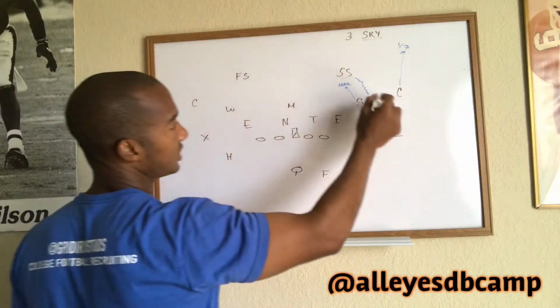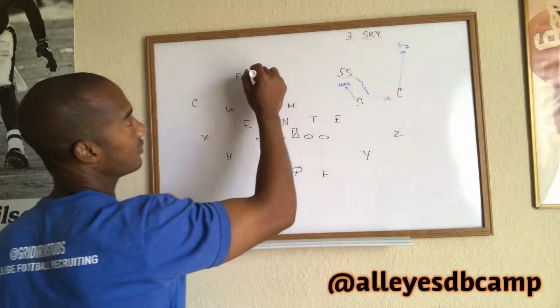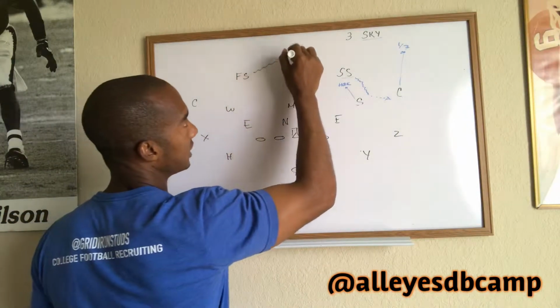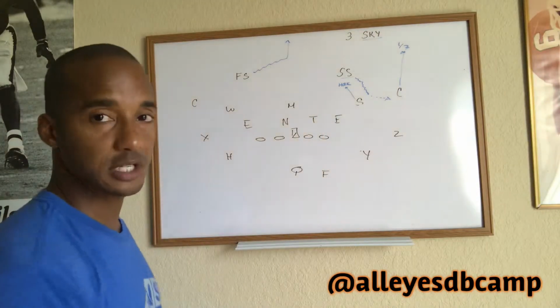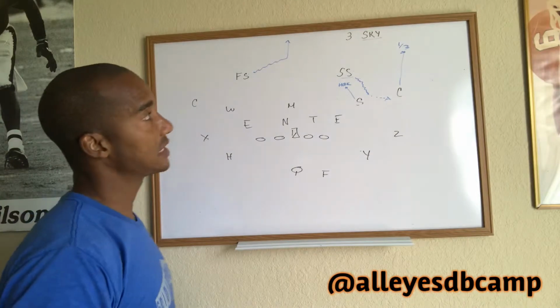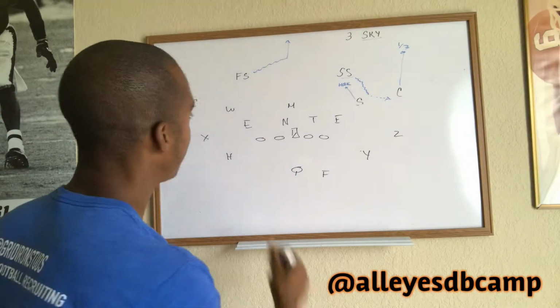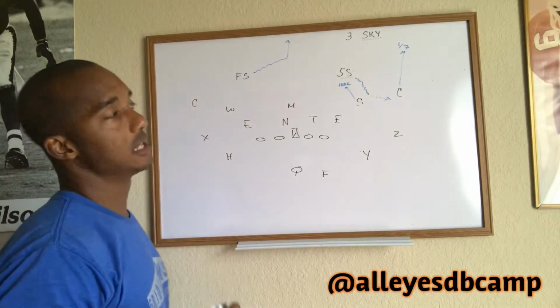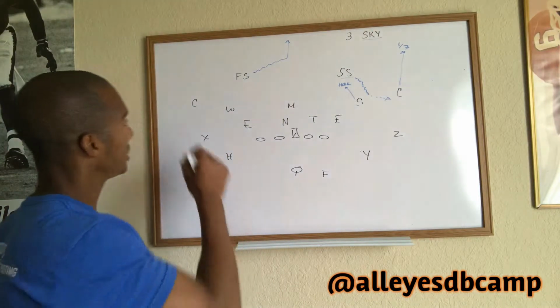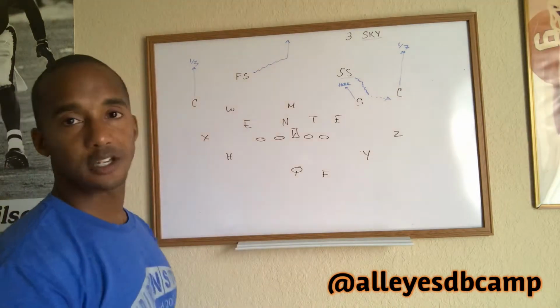If the strong safety is coming down off of this hash, free safety now must rotate to the middle of that field, just like he would in cloud. So the free safety's responsibility does not change in sky or cloud. It is the same for him. Backside, weak side corner, his responsibility does not change either. He has a deep 1/3. He is in that deep 1/3.